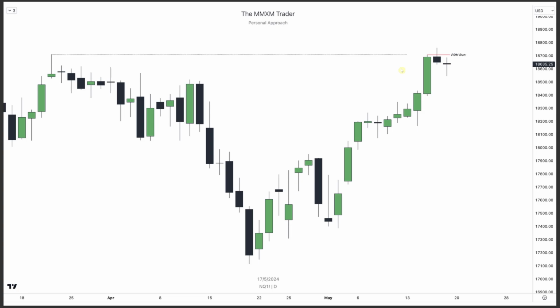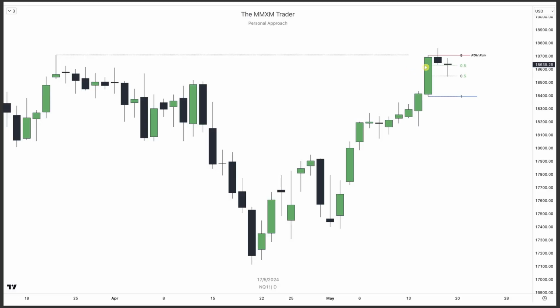Now what kind of range are we working with? We want to use this entire candle's range, right? This is the previous daily candle. We want to see a previous daily high run over here, and we're going to use this entire candle to mark out our 50% level, and that is where our draw on liquidity will be.